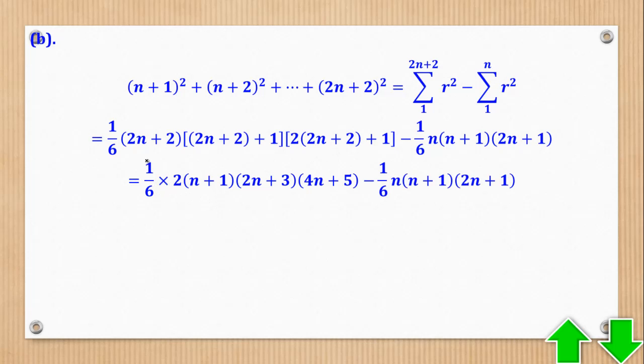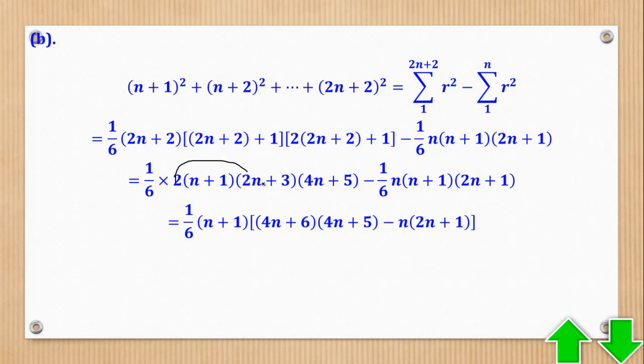Then start factorizing. This one is common, and also this one is common. So I'll pull them out. Here I remain with 2. This 2 went here to become 4n plus 6, and that. Here, this went, so I have this n which came here to become n in brackets 2n plus 1.